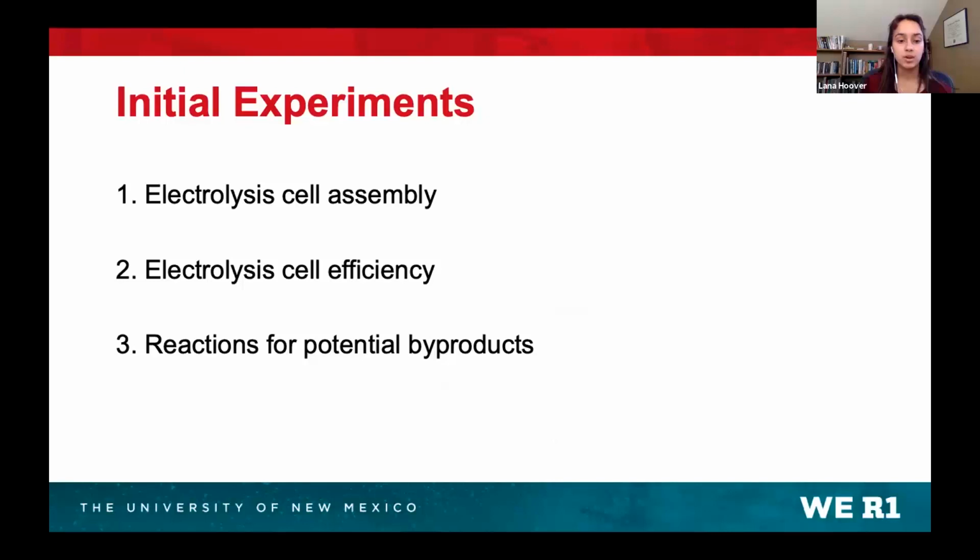Initial experiments would be assembling the electrolysis cell and next testing the cell for its efficiency. Also, the reactions of the byproducts could be tested for safety analysis.